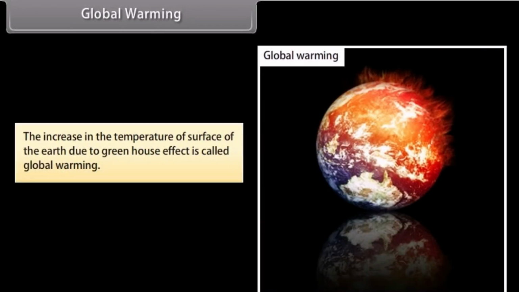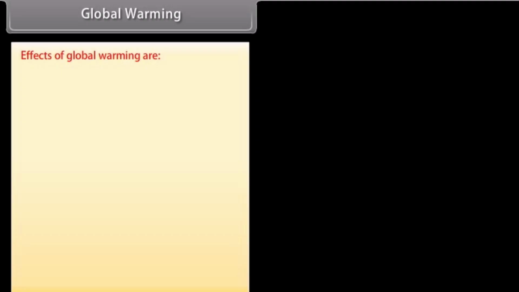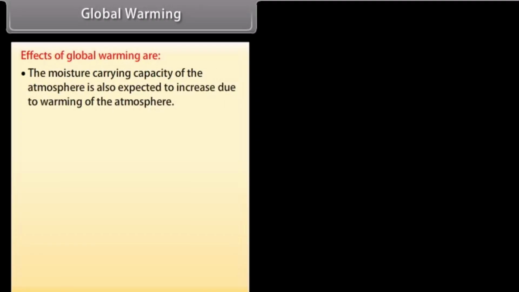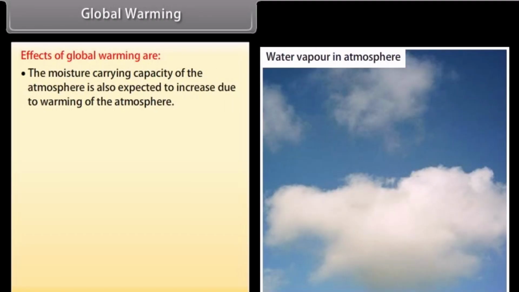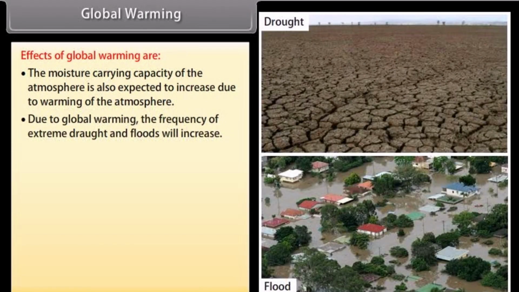Global warming. The increase in the temperature of the surface of the earth due to greenhouse effect is called global warming. Effects of global warming are: the moisture carrying capacity of the atmosphere is also expected to increase due to warming of the atmosphere. Due to global warming, the frequency of extreme drought and floods will increase.